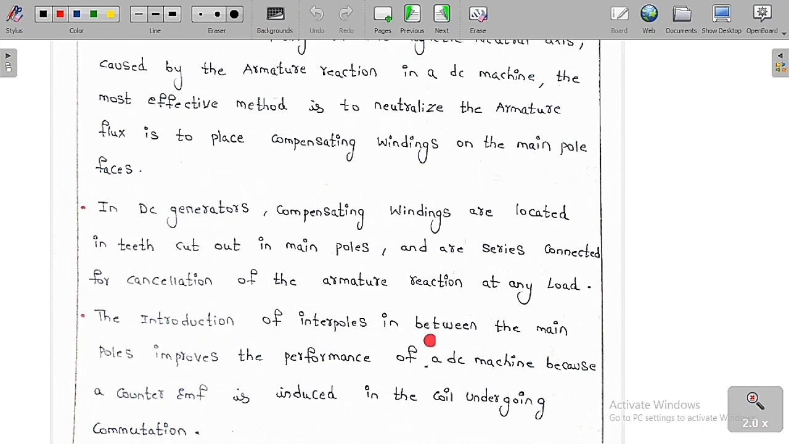The introduction of interpoles in between the main poles improves the performance of a DC machine because a counter EMF is induced in the coil undergoing commutation. Basically, it cancels the reactance voltage by inducing another voltage, which is the counter EMF, so the overall voltage gets decreased. Here, with the help of interpoles, a counter EMF is produced in the coil which is undergoing the commutation.